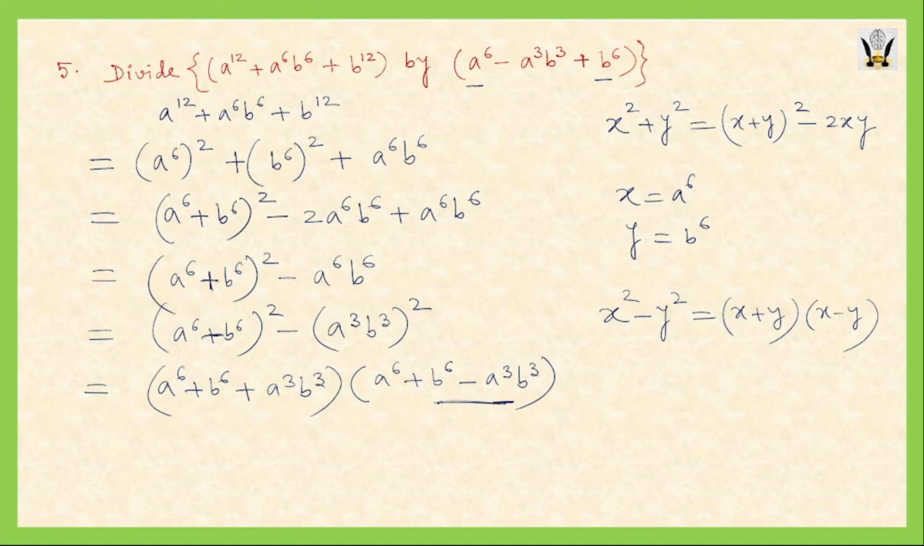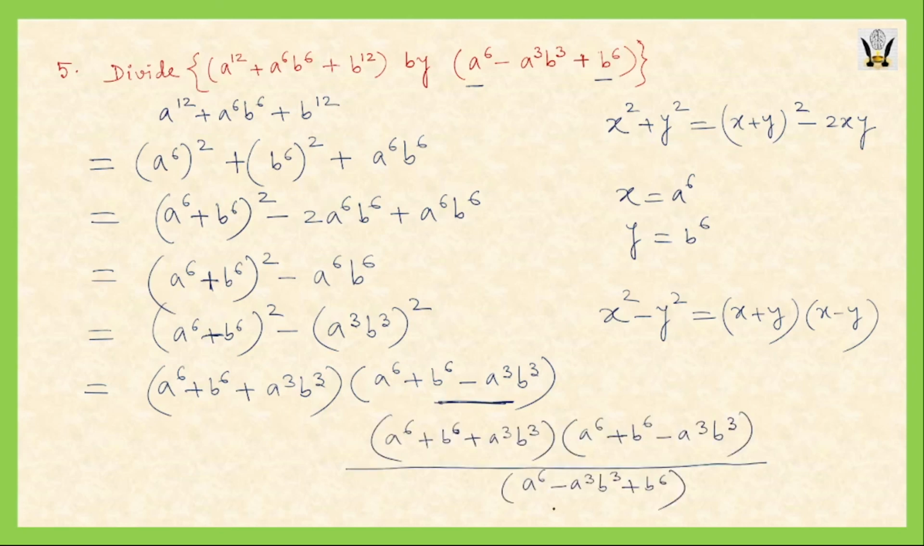That means we already have this factor in our dividend. So if we divide this factorized form of the algebraic expression by this factor, then the common factor will cancel each other, and the quotient value will be a to the power 6 plus b to the power 6 plus a cube b cube. So this is our quotient, or the result of division.